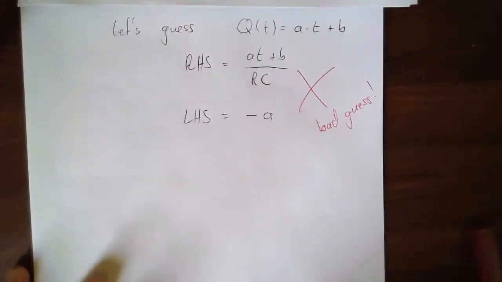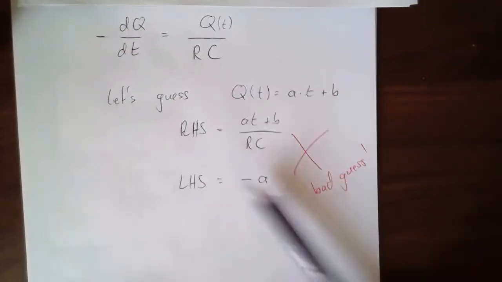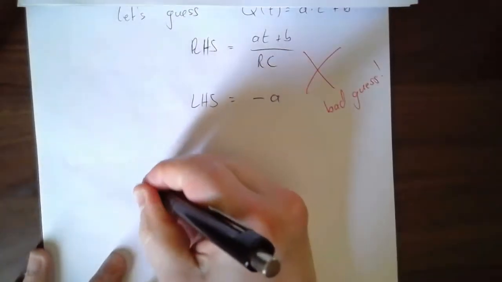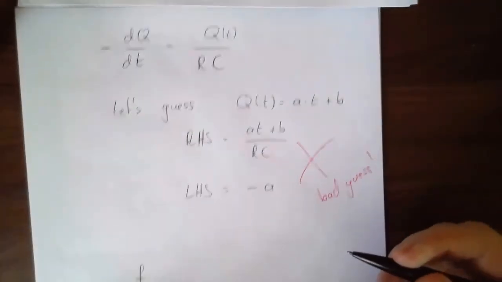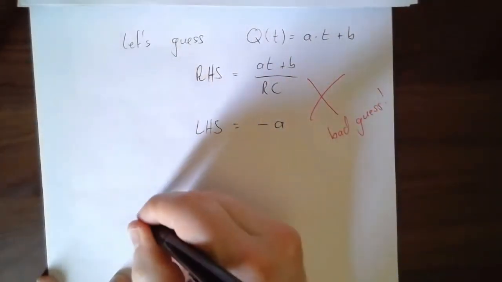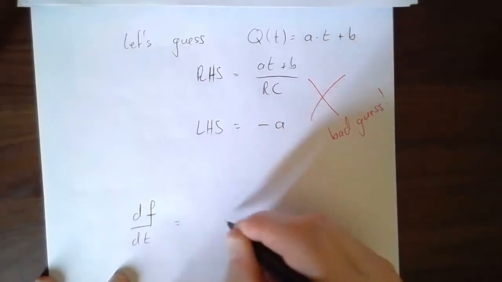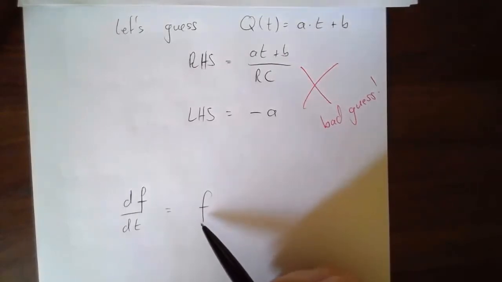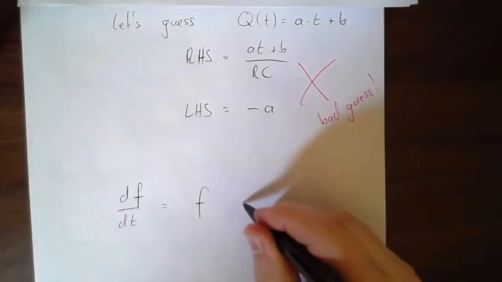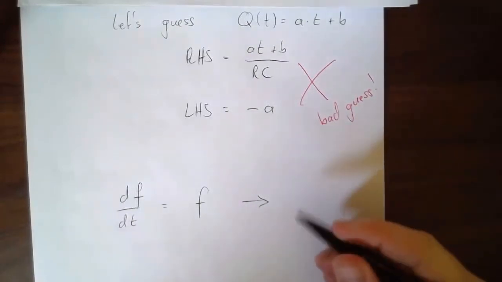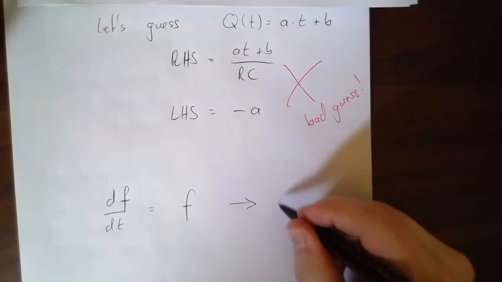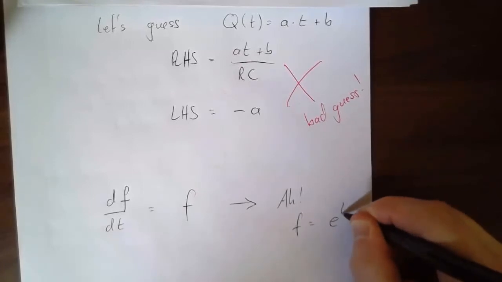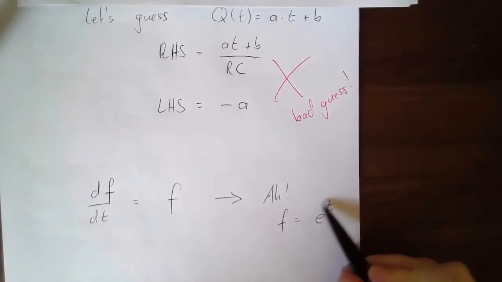Okay, so let's think about this in a little bit more detail. This didn't work out, right? So let's simplify it a little bit. Let's imagine I want a function f, use f instead of q, and I say that df dt is equal to f. Now think back to your calculus course. What function is its own derivative? Now, again, maybe you don't remember, but with a bit of thought, go through your old notes, you say, f is e to the t. Because remember, e to the t differentiates to itself.